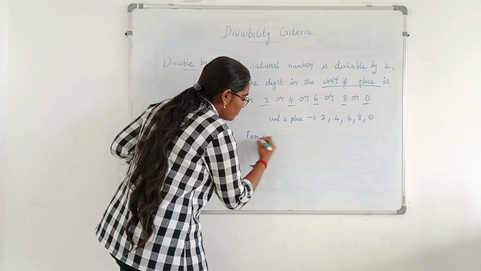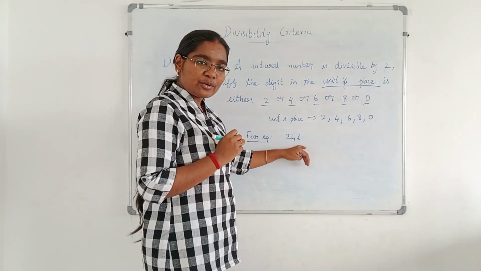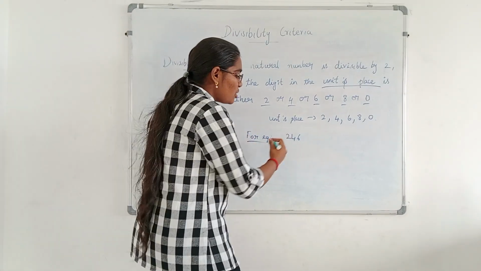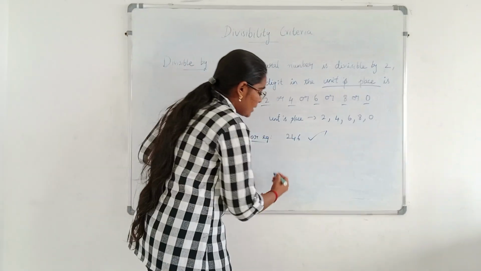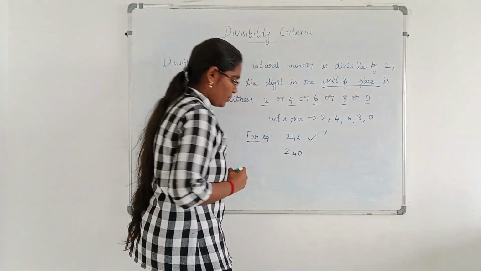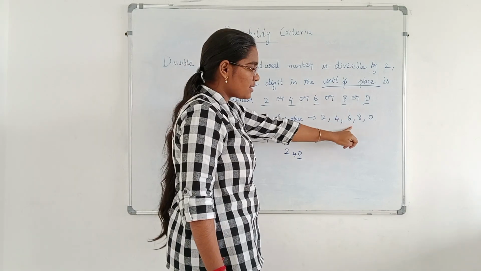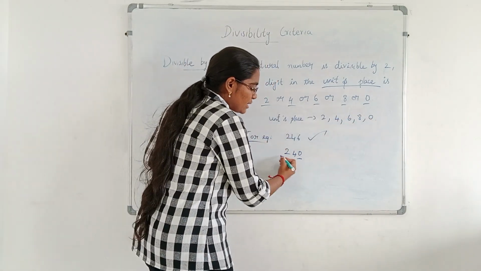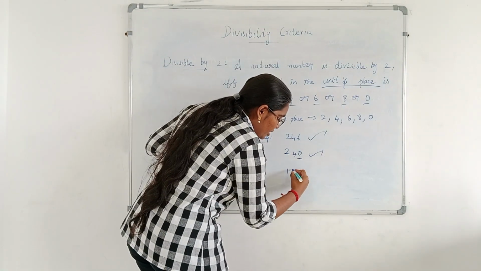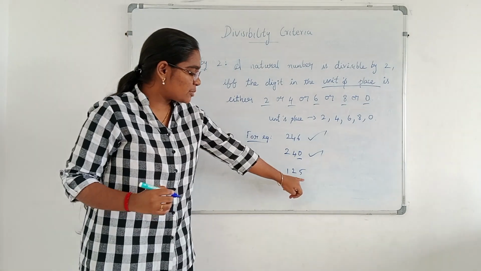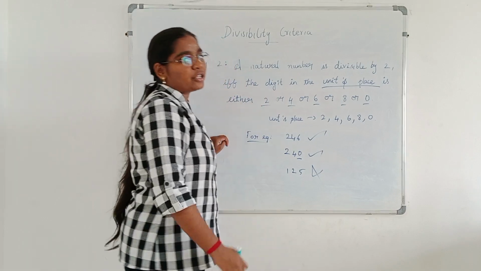So, for example, 246. Here in the units place, 6 is there. So this number will be exactly divisible by 2. Now consider another example, 240. In the units place, 0 is here. So 2 or 4 or 6 or 8 or 0. This number will be exactly divisible by 2. Now 125. In the units place, 5 is here. So this number won't be divisible by 2.